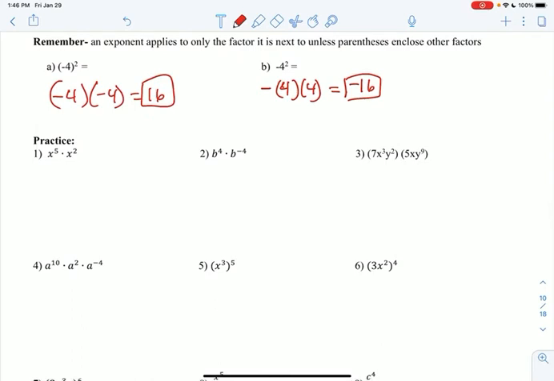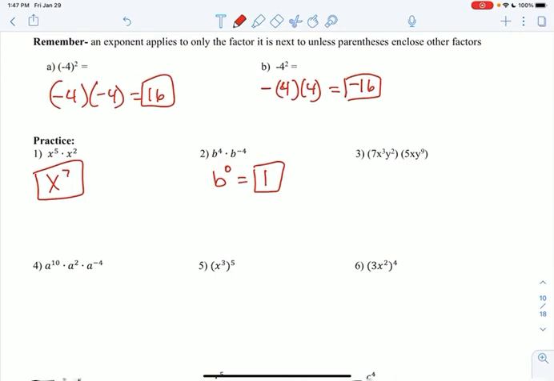All right, so do this quick practice with me. Number 1, I'm multiplying. Think about, what do I do when I'm multiplying? Add those exponents. 2, again, I'm multiplying. Add those exponents. 4 plus negative 4 is 0, but anything to the 0 power is 1.